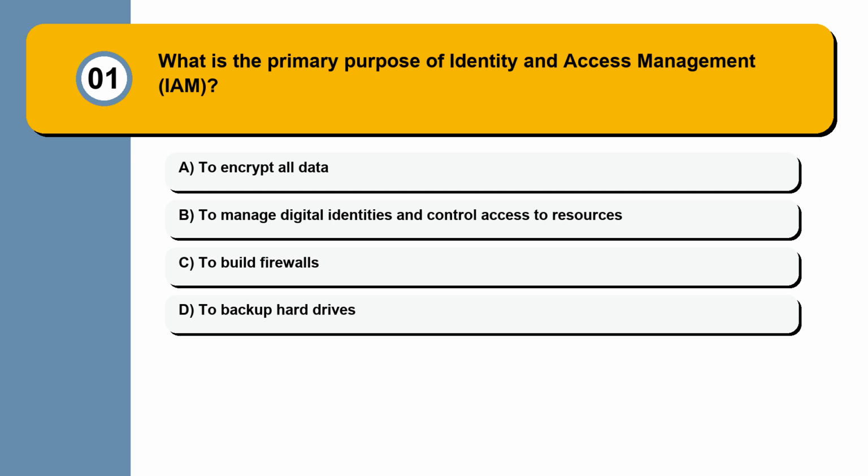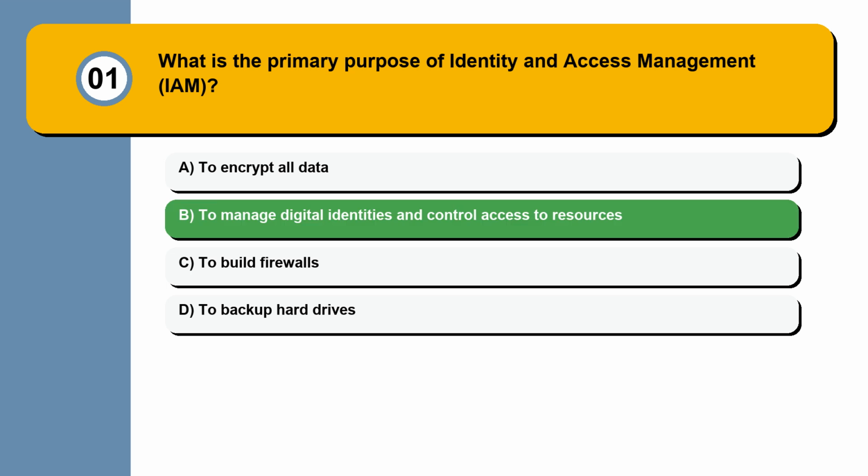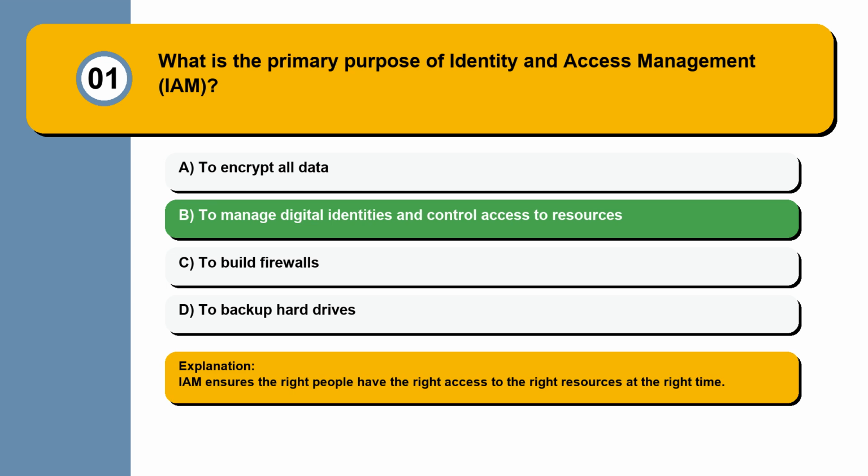Question 1. What is the primary purpose of Identity and Access Management, IAM? To encrypt all data, to manage digital identities and control access to resources, to build firewalls, to back up hard drives. IAM ensures the right people have the right access to the right resources at the right time.